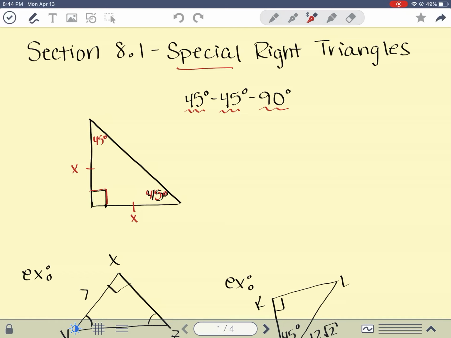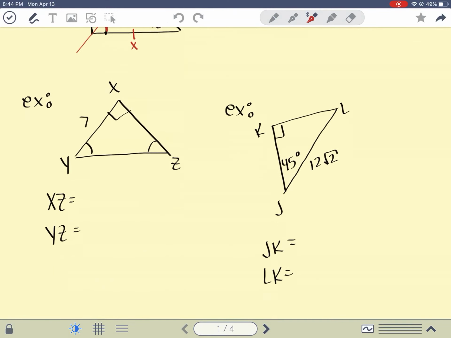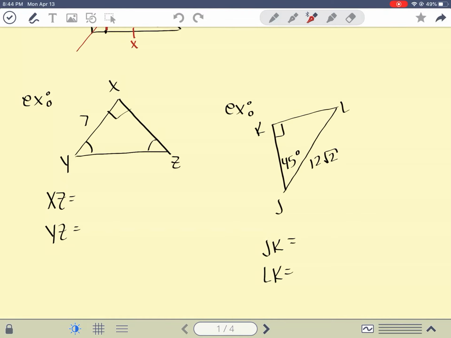If we have a measurement for the leg, we can multiply it by the square root of 2 in order to get the hypotenuse. Remember, your hypotenuse is always across from the right angle. So going from leg to hypotenuse, you multiply by the square root of 2. If you have your hypotenuse and you are going to your leg, you do the opposite: you divide by the square root of 2. Remember, it is the square root of 2, not just 2.